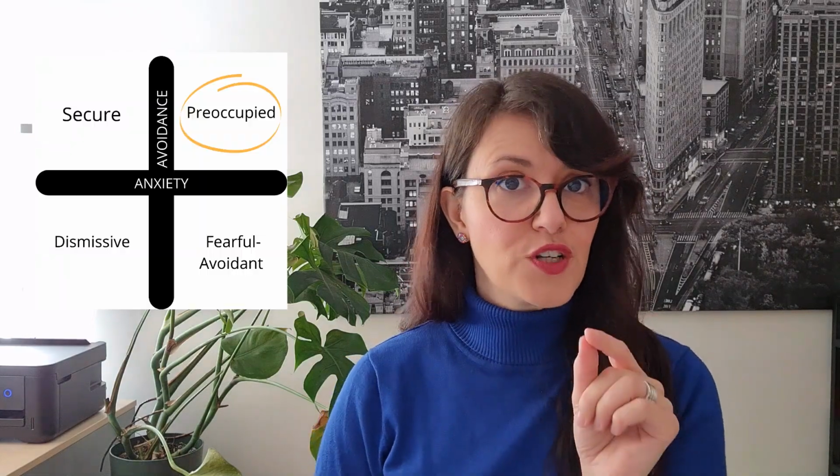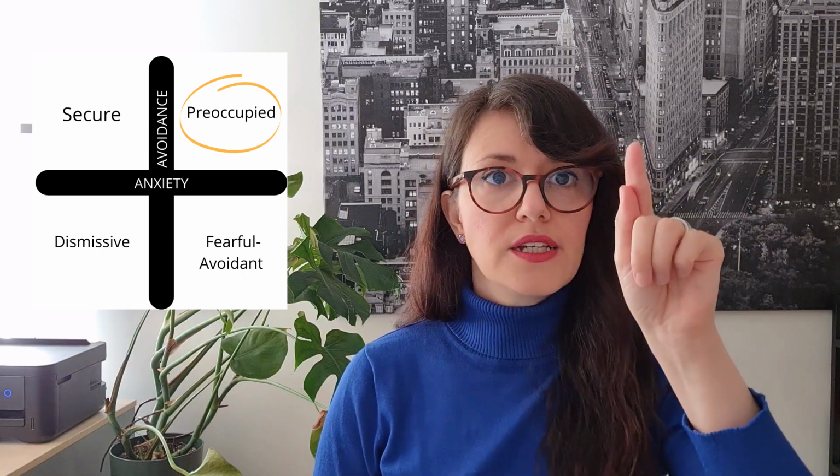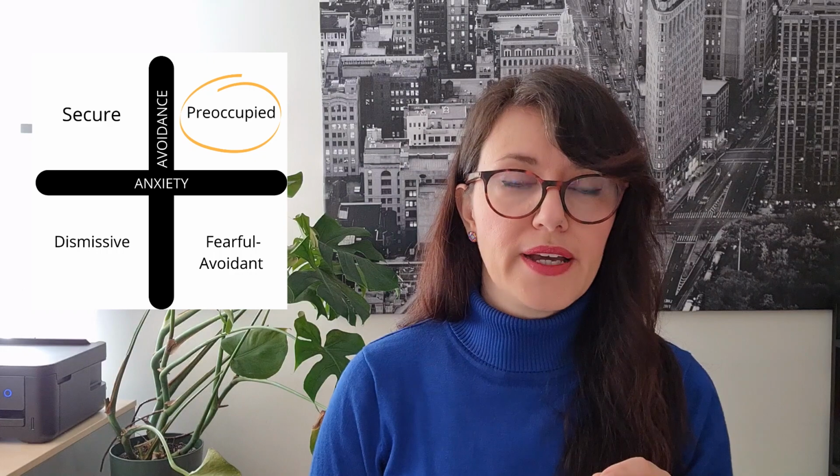So let's start with the first box. The first box is when we have high anxiety but low avoidance, and this style is called preoccupied. When a person has a preoccupied attachment style, it means that they feel really anxious when they are in a relationship, but also when they are out of a relationship. They give a lot of importance and significance to a relationship. They feel that they have to be in a relationship. They feel that there's something wrong with them when they are not in a relationship.